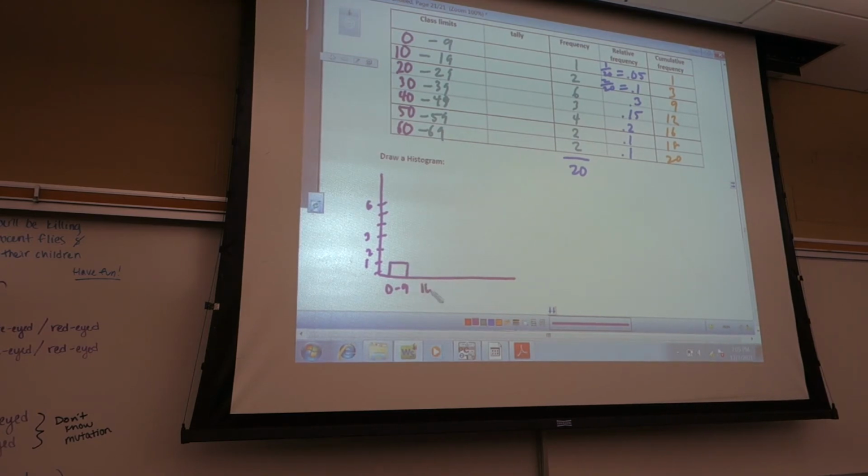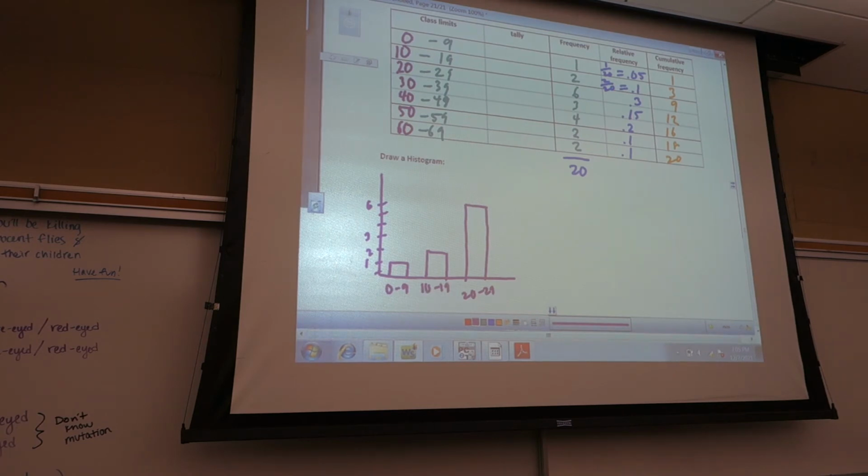And then 10 to 19, that's 2. So I would go just to right there. 20 to 29, that's 6. So we go all the way up here, like that. If you're going to use the class limits, they don't touch, right? Because you stop at 9 and you start again at 10.